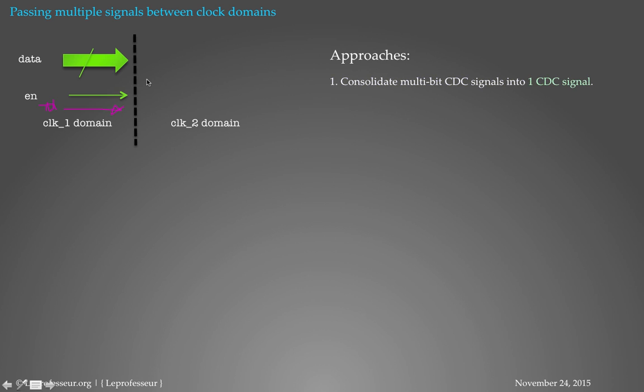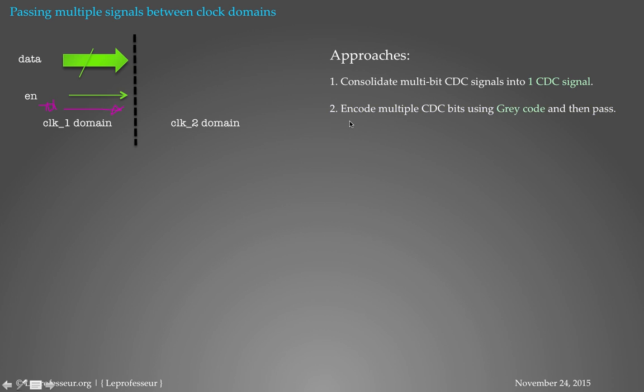So the typical approach is, if you have say 3-4 signals, you consolidate those multi-bit CDC signals into one CDC signal, and then use the same approach. Register the signal in the sending clock domain, and then send it, and then synchronize in the receiving clock domain.